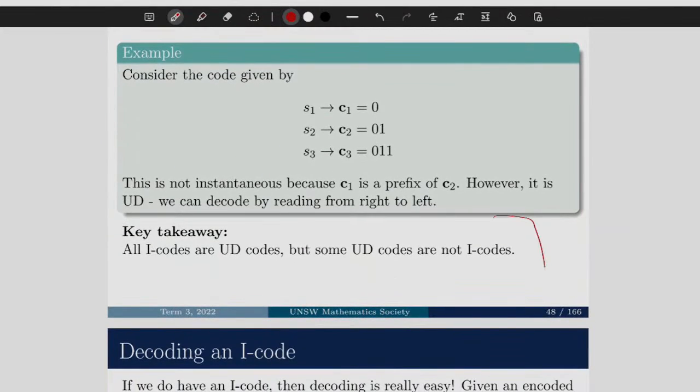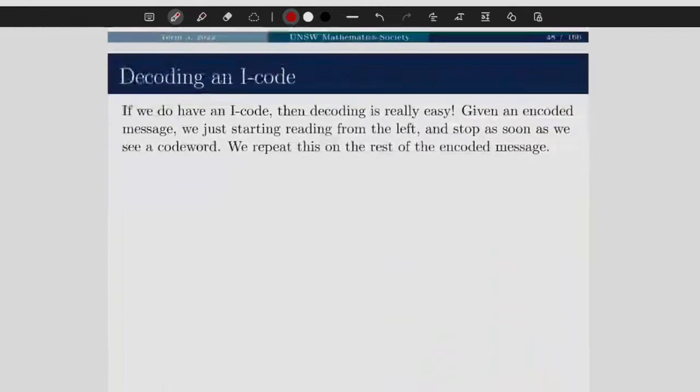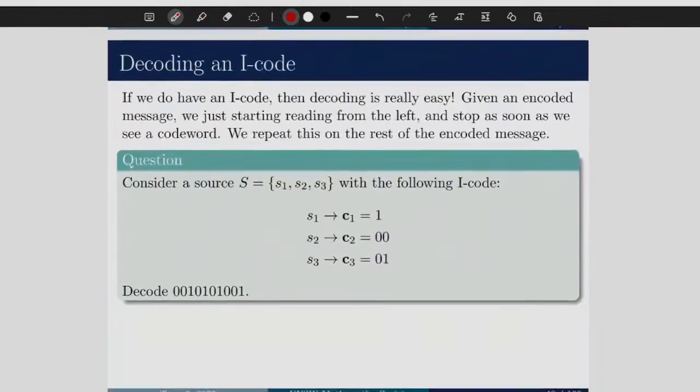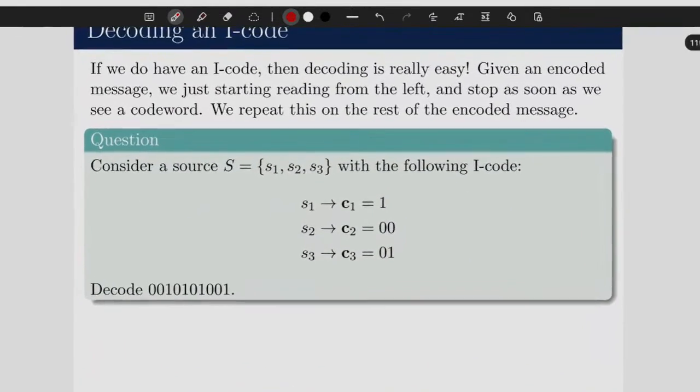Yeah, and then there's a key takeaway here. All instantaneous codes are uniquely decodable, but not all uniquely decodable codes are instantaneous. Okay, if we have an instantaneous code, then decoding is really, really easy. We just start reading from the left and stop every time we have a code word, and repeat on and on for essentially forever.